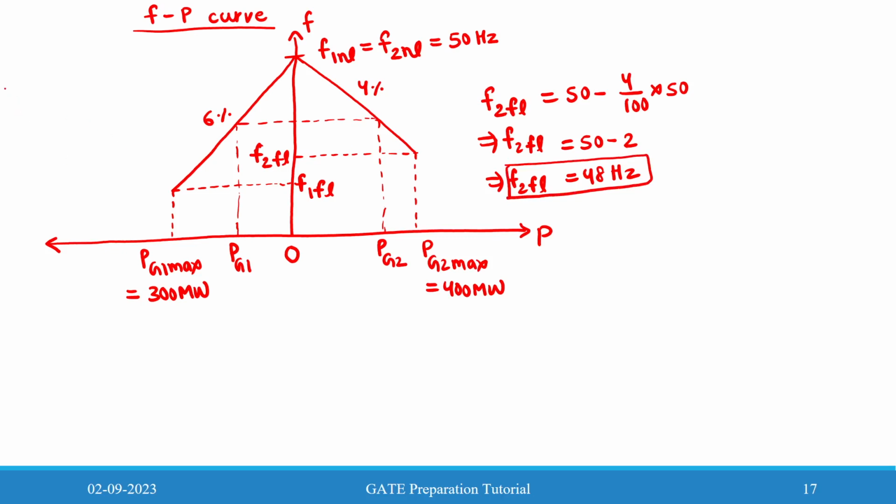Similarly, we can find the frequency at full load for generator 1, that will be 50 minus 6% of 50. Then this value will be 50 minus 3, so 47 hertz. The difference is more. It means that if the speed regulation is more, then the frequency change will also be more.